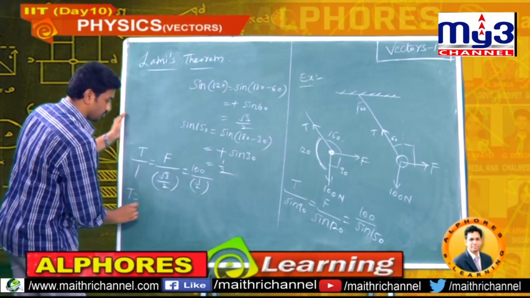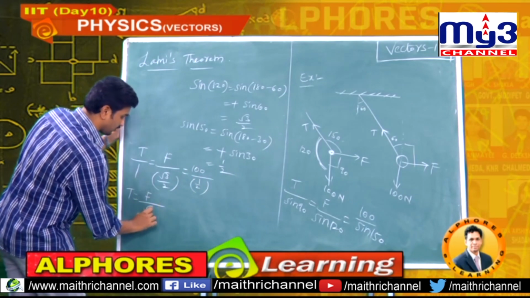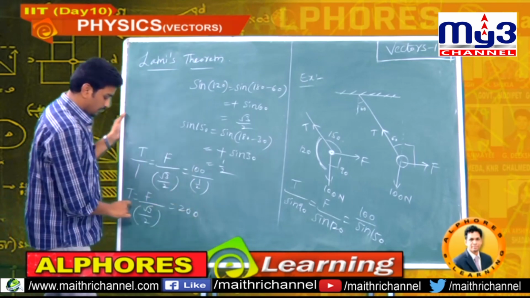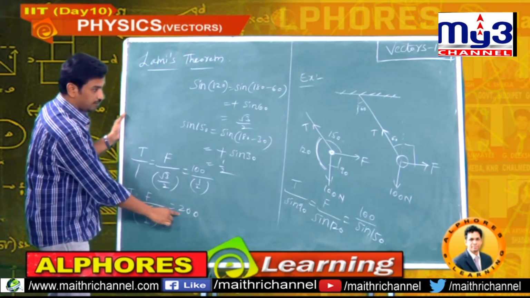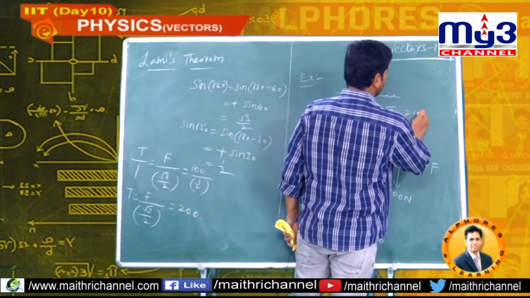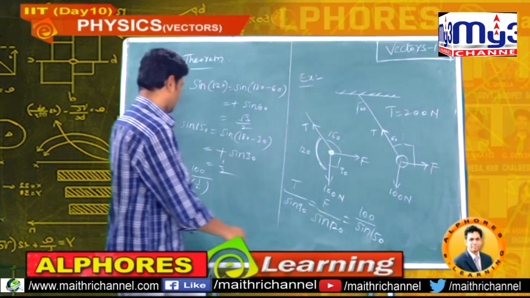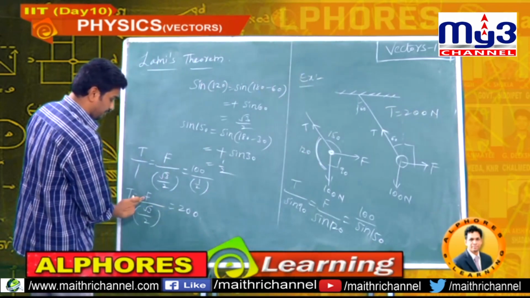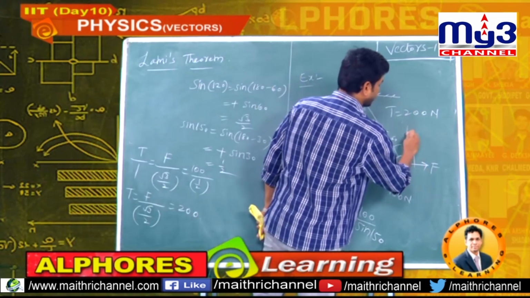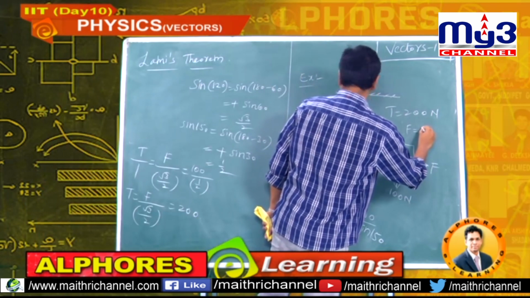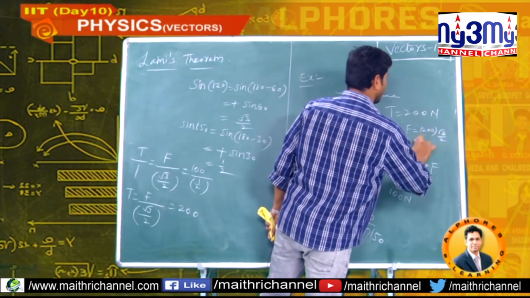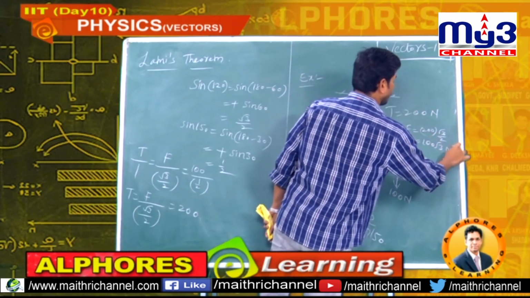Now T is equal to 100 by 1 by 2, this is 200. Now what is the tension? Tension in the wire is 200 newtons. Now F is root 3 by 2 into 200. Horizontal force is 200 into root 3 by 2, that is 100 root 3 newtons.